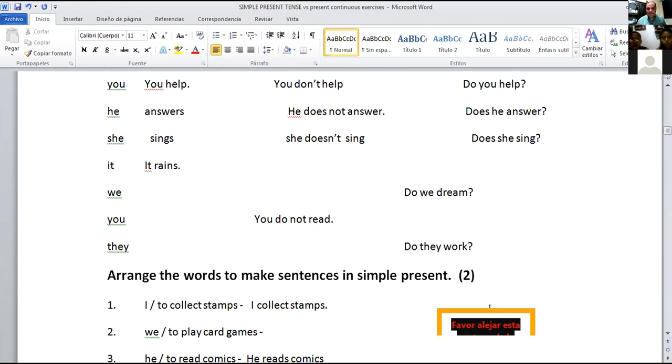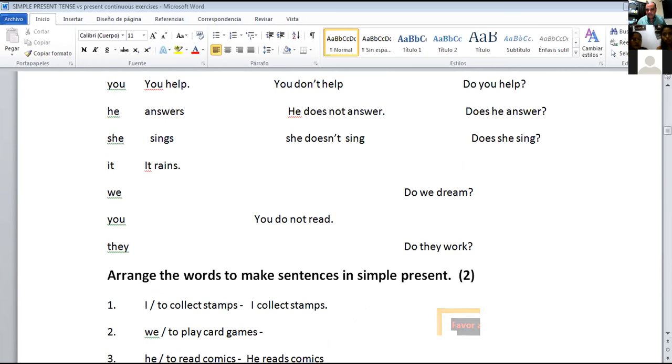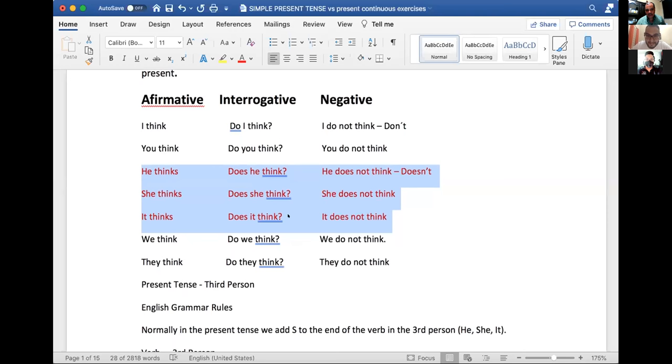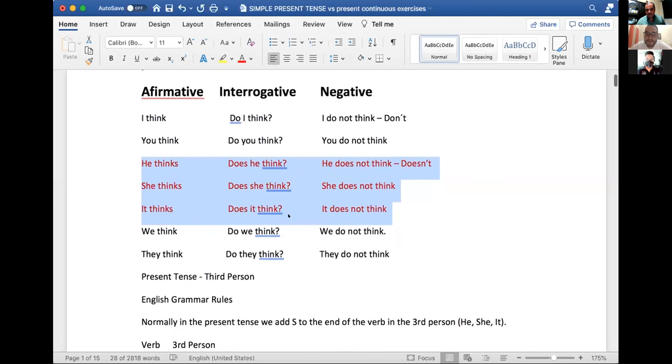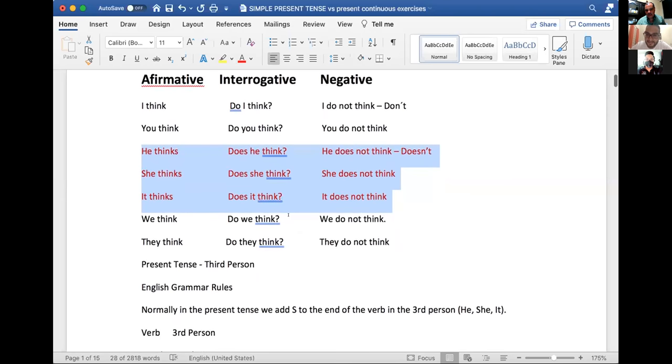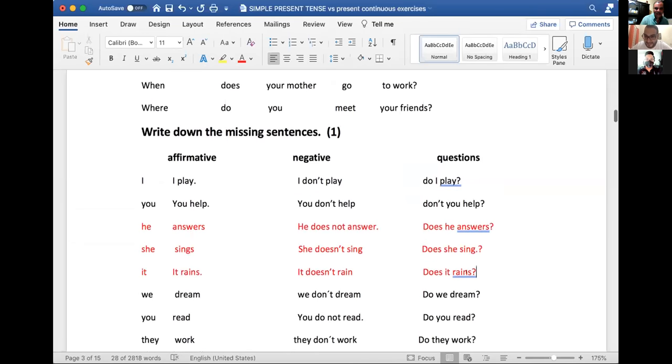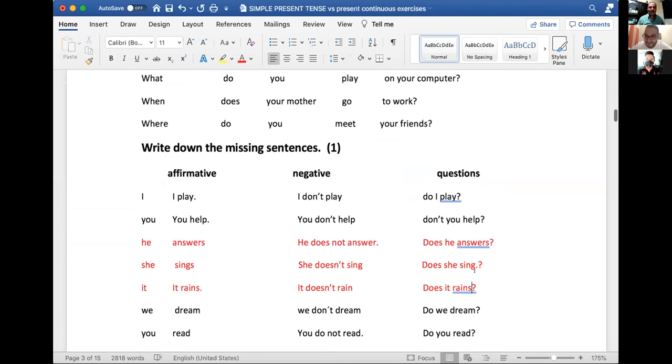Okay, I'm gonna go to another group. Okay, very good. Pero en el lead sí está el does. Exactly. Yeah, for it we use does. Okay? Now here you can use the contractions. Okay, doesn't. Does. Very good. So you have finished. We don't dream, you don't read. Very good.